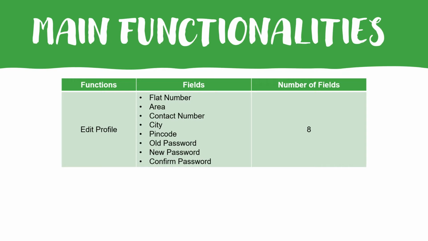And the last function is edit profile. This function allows the bookseller or book buyer to edit their personal information. The fields in this function are flat number, area, contact number, city, pin code, old password, new password, and confirm password. There are about 8 fields in this function.